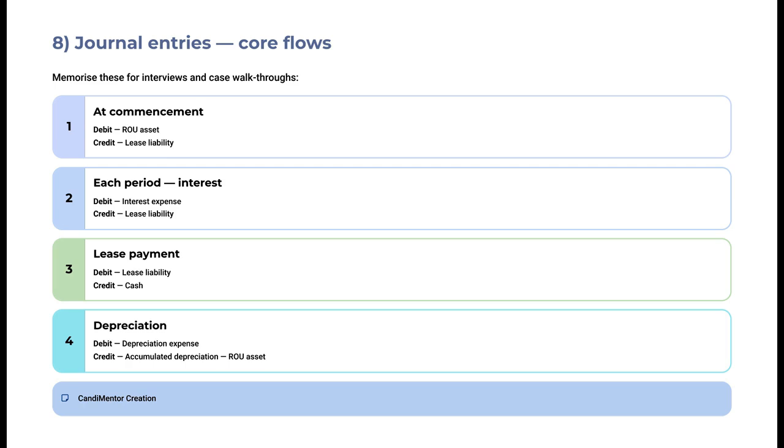Journal entries, core flows. At commencement, debit ROU asset, credit lease liability. Each period, interest: debit interest expense, credit lease liability. Lease payment: debit lease liability, credit cash. Depreciation: debit depreciation expense, credit accumulated depreciation, ROU asset. Memorize these for interviews and case walkthroughs.